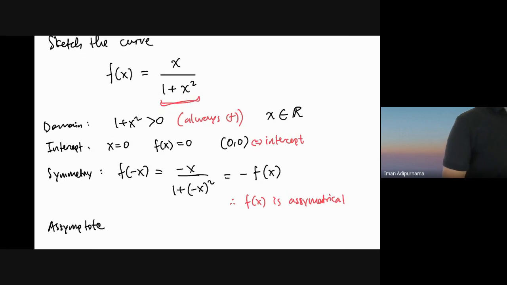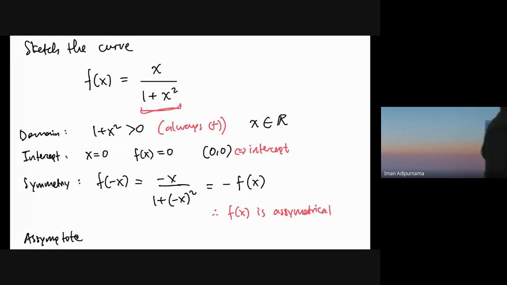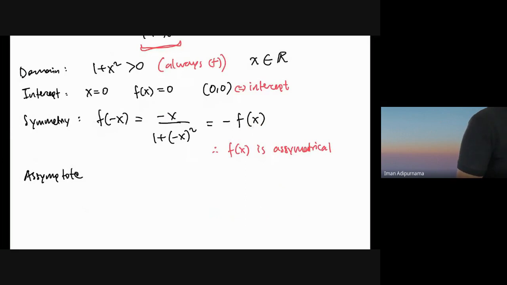Okay. So for the asymptote, if you look at the function x over 1 plus x squared, there will be no vertical asymptote, right? Because the denominator is always positive. So maybe we can observe the horizontal asymptote. We can check the asymptote with a limit, when x is approaching infinity.